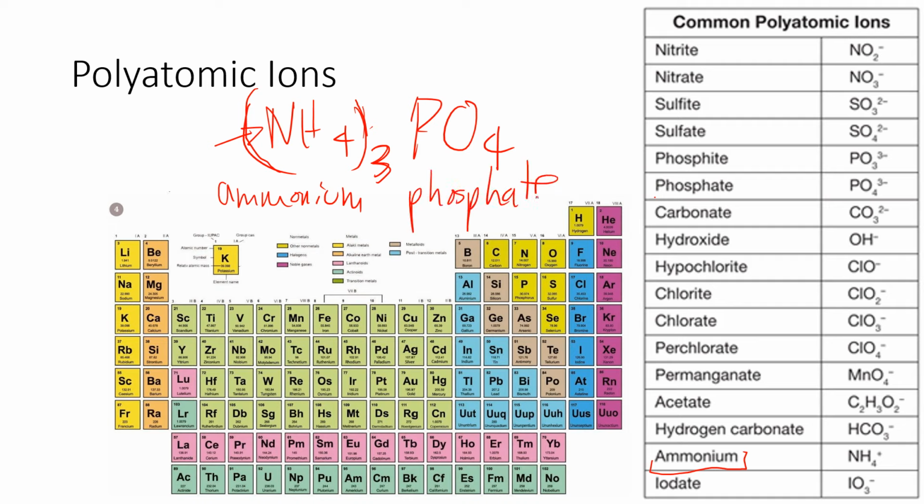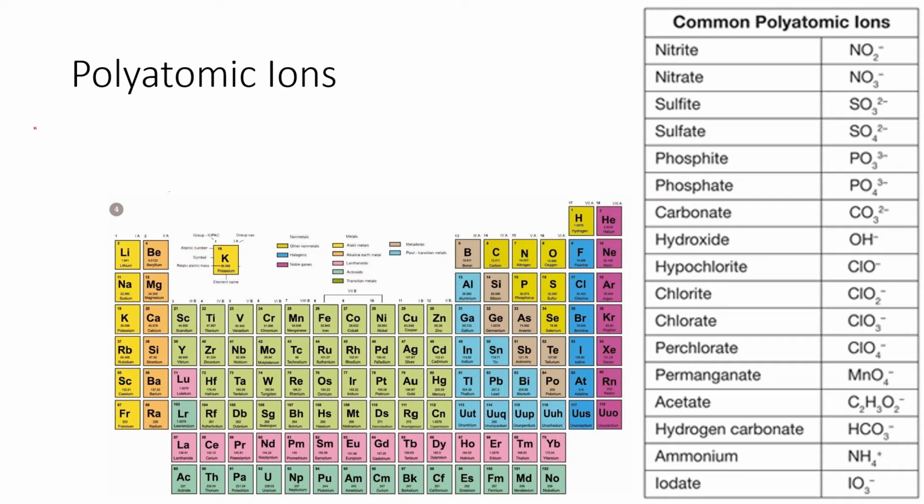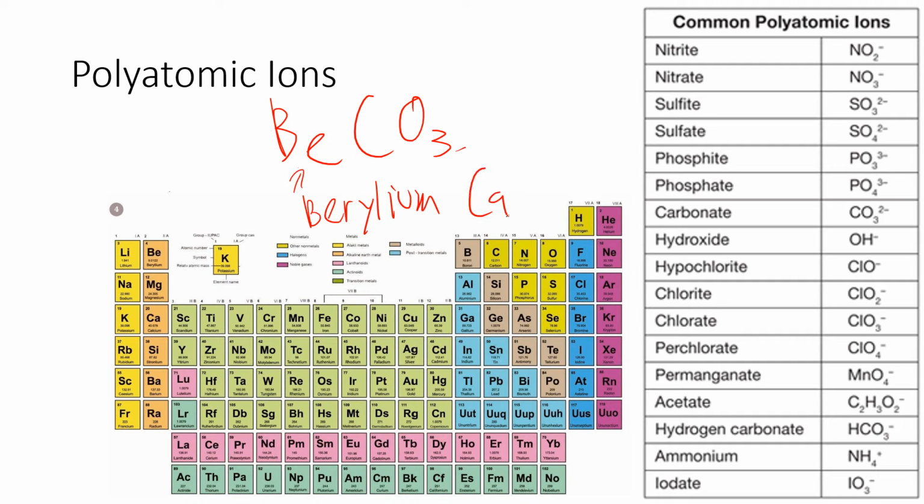So even easier than naming ionic compounds, they don't have to have the IDE ending. Or, you know, beryllium, let's say we had something like this, BeCO3. The first cation, beryllium, and then CO3, carbonate.